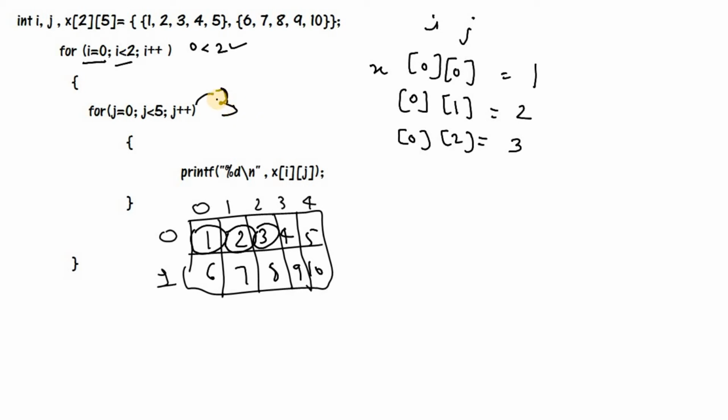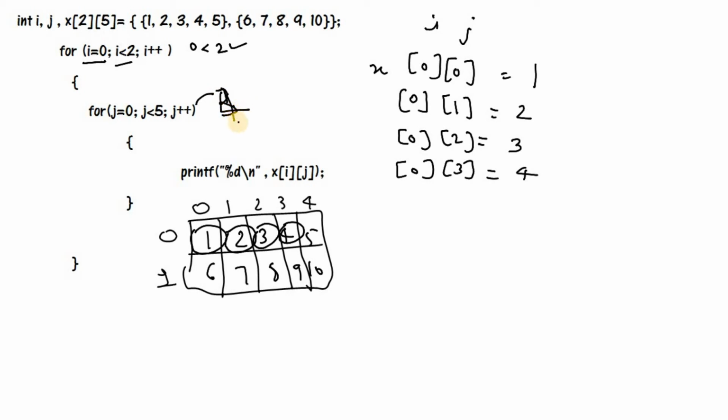That is 2 plus 1, that is 3. 3 is less than 5. Yes, condition is satisfied. Index 0 and index 3. Here the condition is satisfied. That's why it will print 4. Again it will increment by 1. 3 plus 1, that is 4.